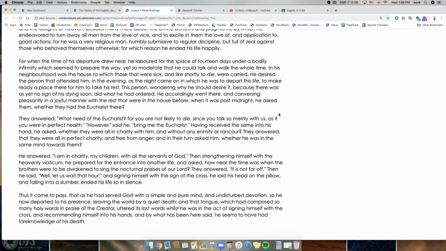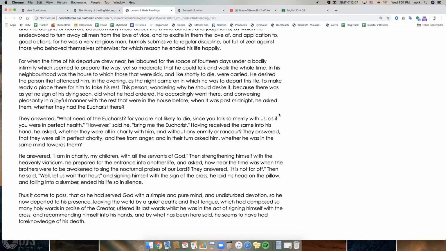Then strengthening himself with the heavenly viaticum, he prepared for the entrance into another life and asked how near the time was when the brothers were to be awakened to sing the nocturnal praises of our Lord. They answered, "It is not far off." Then he said, "Well, let us wait that hour." And signing himself with the sign of the cross, he laid his head on the pillow and, falling into his slumber, ended his life so in silence.